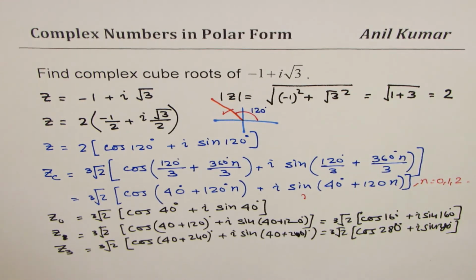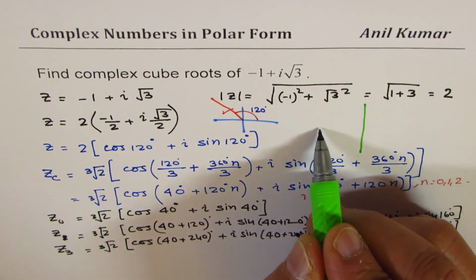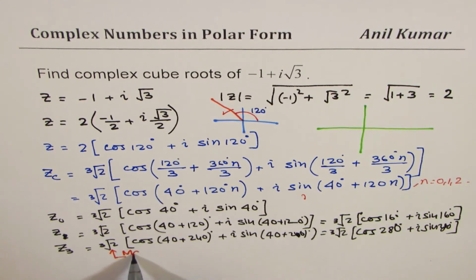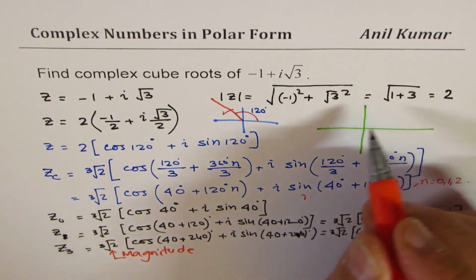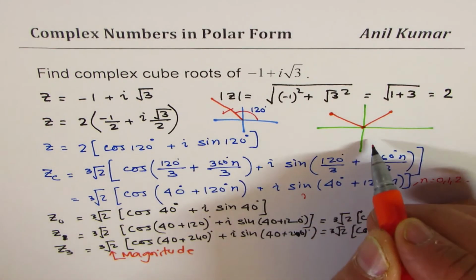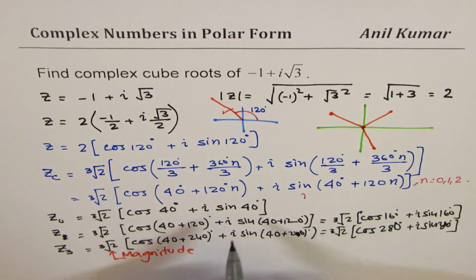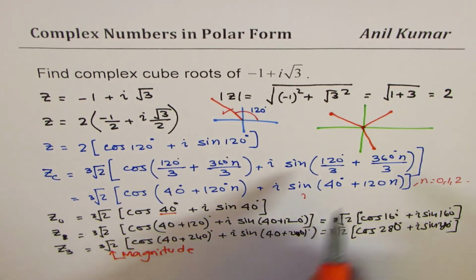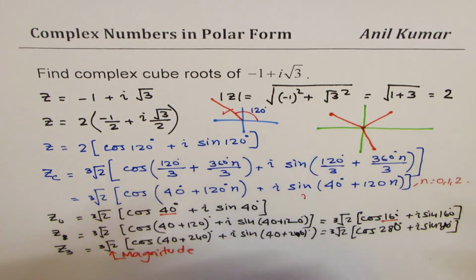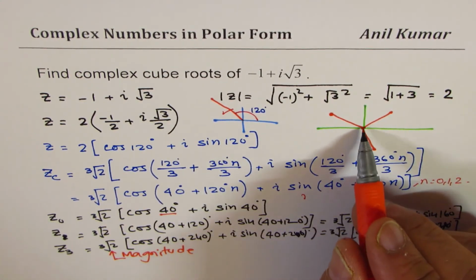So we get 3 different cube roots for the given function. Now what you notice here is very important, which is their magnitudes are the same. So let me just plot and show you what we get here. Is it okay? So that means we have found 3 cube roots which are points in this direction. Correct? Angle of 40 degrees, quadrant 1. Angle of 160 degrees, slightly less than 180. And 280 degrees, slightly more than 270.